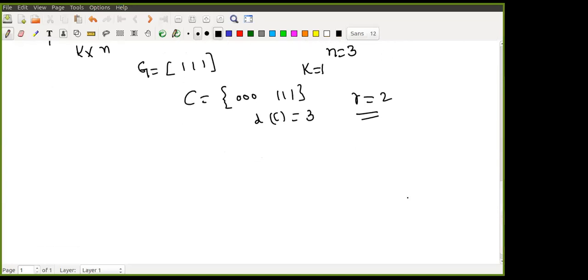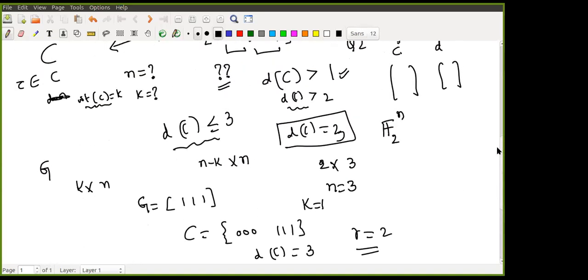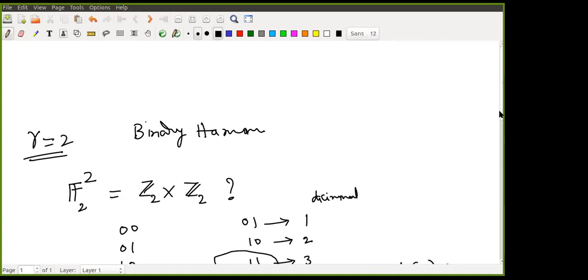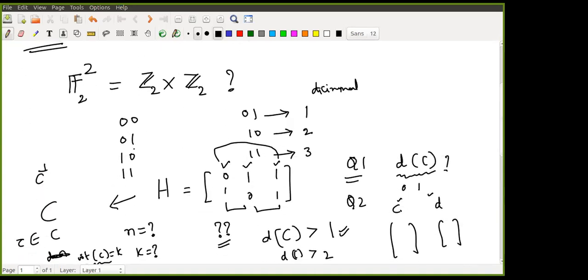Okay, let us look at, for example, when r is equal to 3. What are all the non-zero vectors in F2 power 3? Now I have to look at F2 power 3, right? You understand how H is formed here. Which vector did I not take out of these? 0, 0, 0, right?